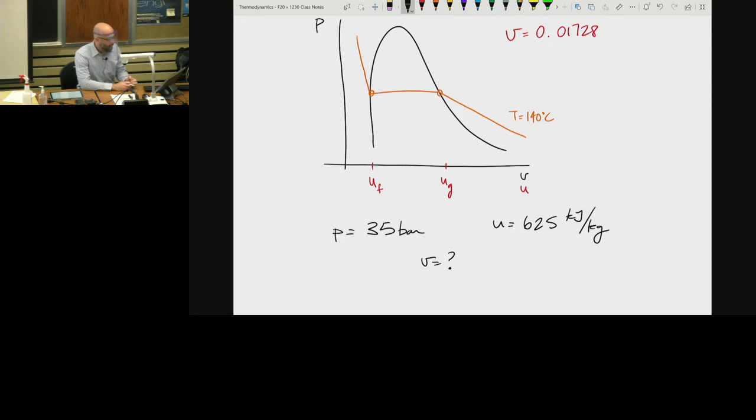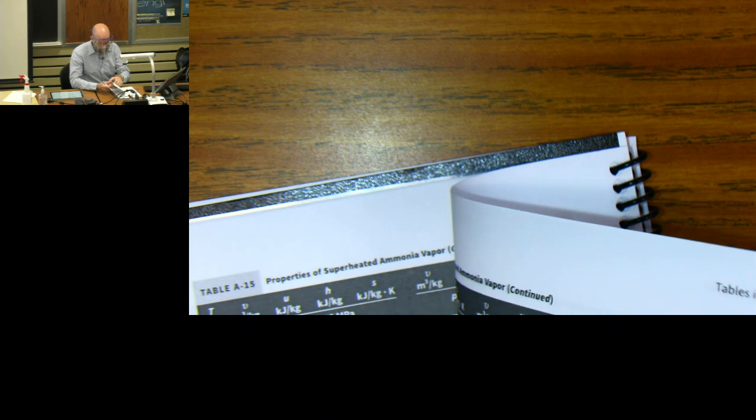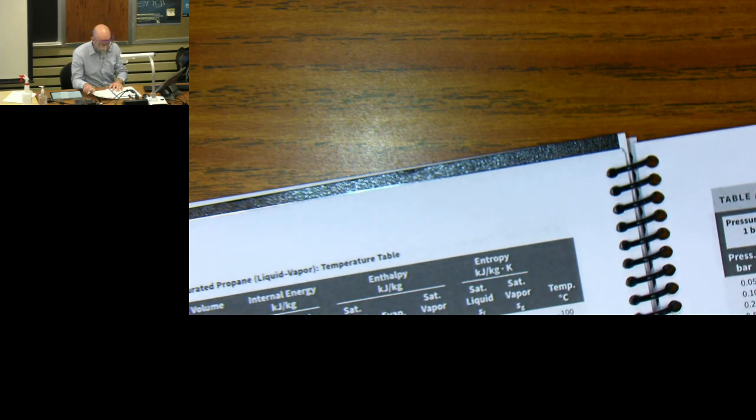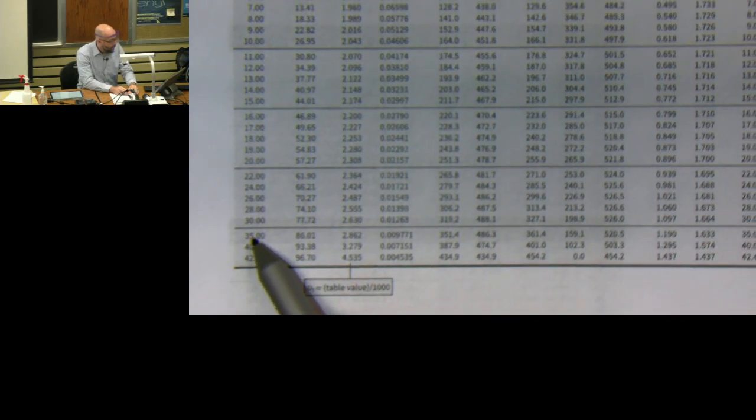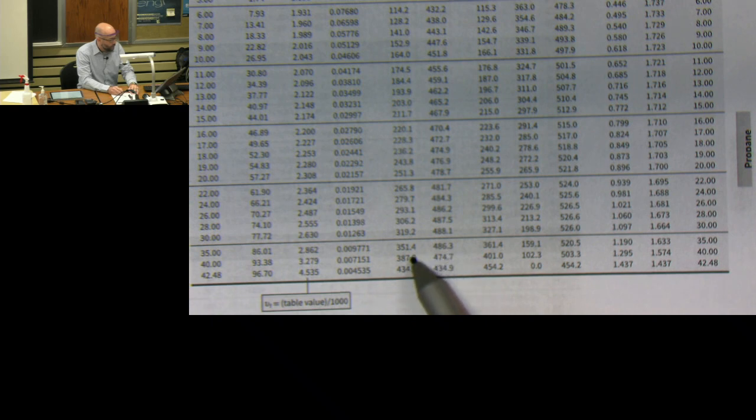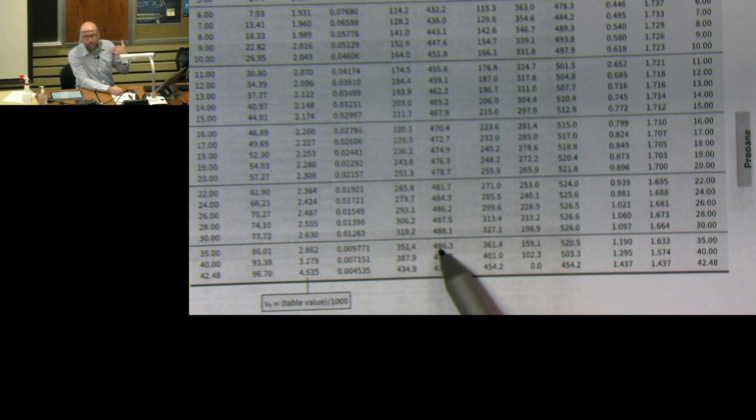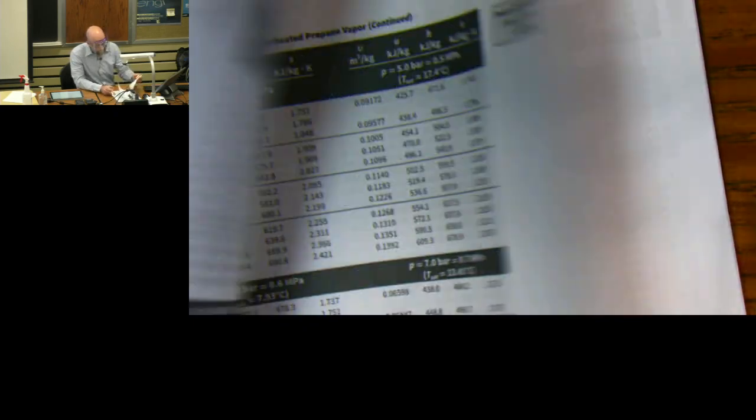So let's now go to my document camera, 35 bar with propane. 35 bar is way down here for propane. I would look at my internal energy and I would say, whoa, look, internal energy is well above here, above my high level, above 486. So that means it's a vapor. Now we actually know it's a vapor because we just were in the table, but I want to prove it to us. Okay, so I'm going to go to my 35 bar vapor entry.